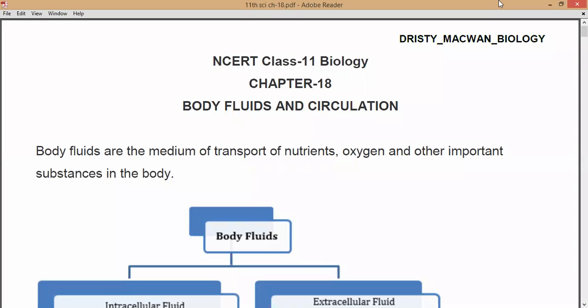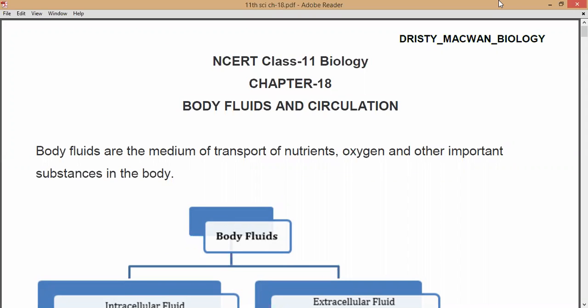Today we are going to see 11th science biology, chapter 18, that is body fluids and circulation. So first we are going to see the basic introduction related to your body fluids, and then we will see what is the exact mechanism of circulation which is seen in human beings.